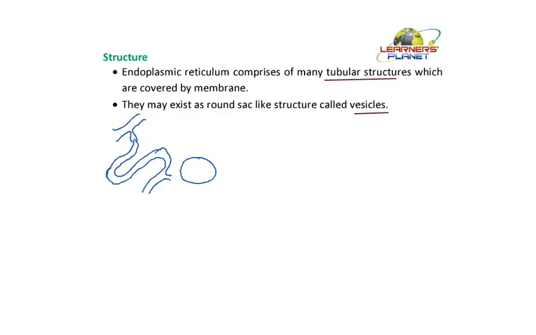Now you remember what is the structure of a membrane? The membrane, whether it is a cell membrane or a plasma membrane, is made up of lipids and proteins. So these proteins which are present in the endoplasmic reticulum are different from those which are present in the plasma membrane. Why is it so?